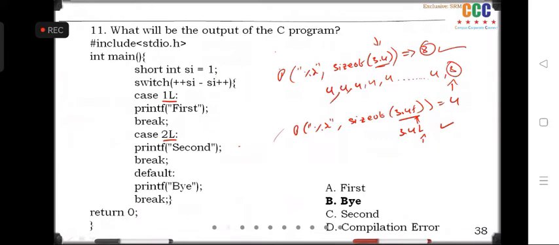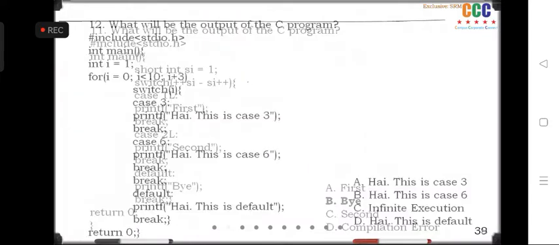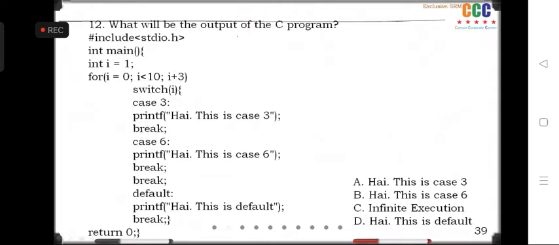Is that explanation clear to you all? Say yes or no. Very good. Oh, come on.